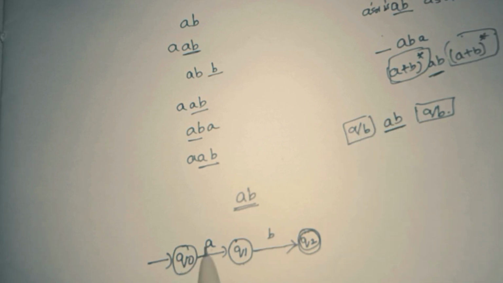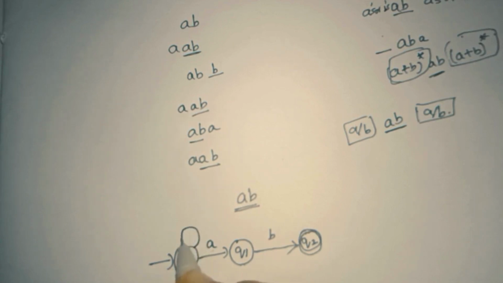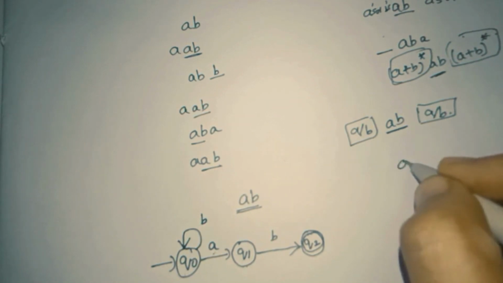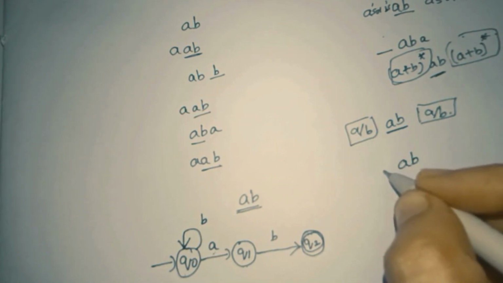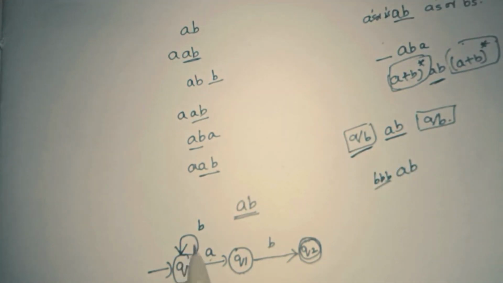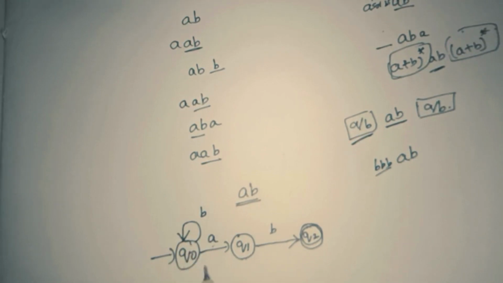Q0 has a transition with A, but according to the DFA definition it should also have a transition with B. So we can make the transition on B a self loop, which means before AB we can have any number of B's, like B, B, B. According to DFA, Q0 should have transitions with both A and B, and with B we have put a self loop.